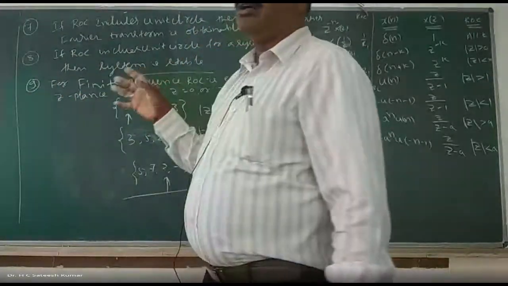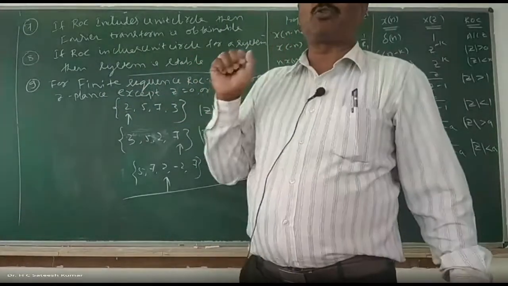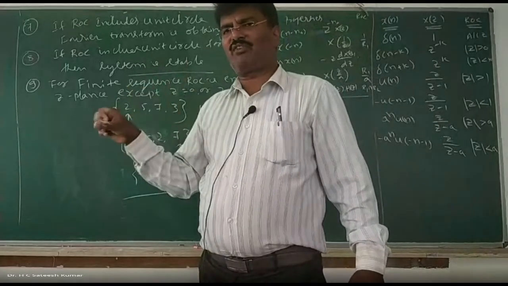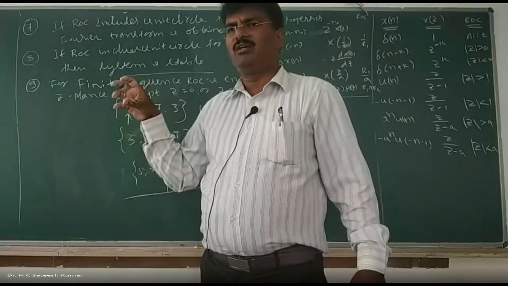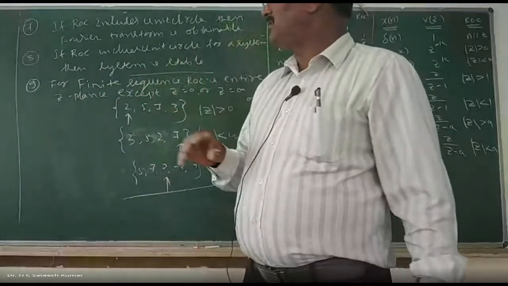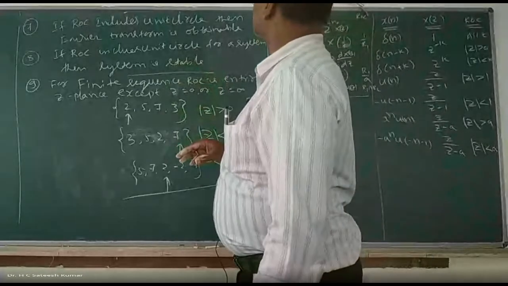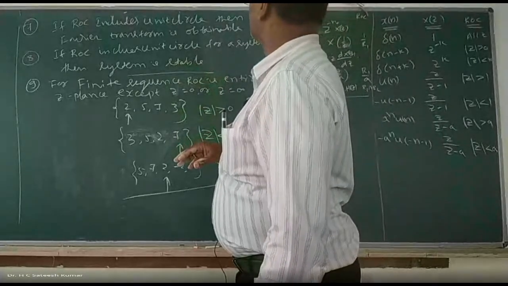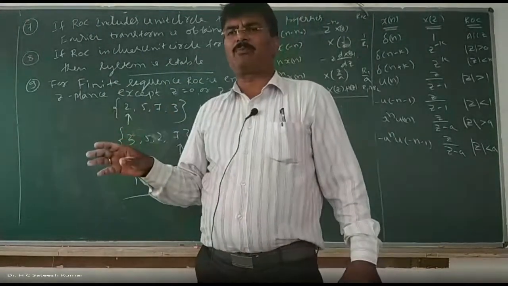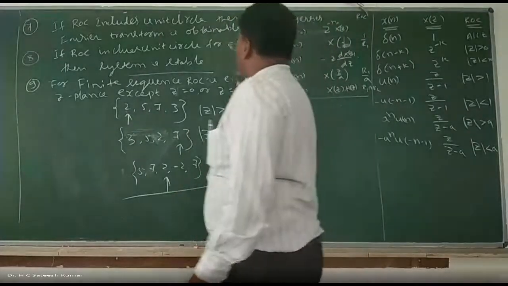Seventh one, what we have? If the ROC includes the unit circle, the Fourier transformation is obtainable. For a system, if the ROC of H of z, the transform of h of n, includes the unit circle, the system is stable. For a finite sequence, ROC is the entire z plane except z equal to 0 or z equal to infinity, or z equal to 0 and infinity.